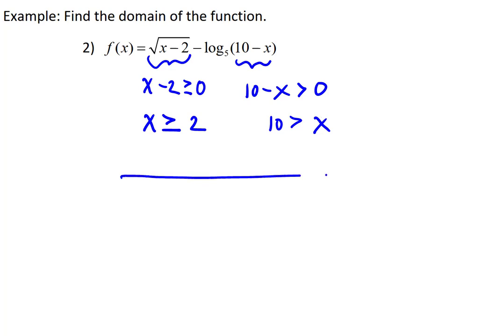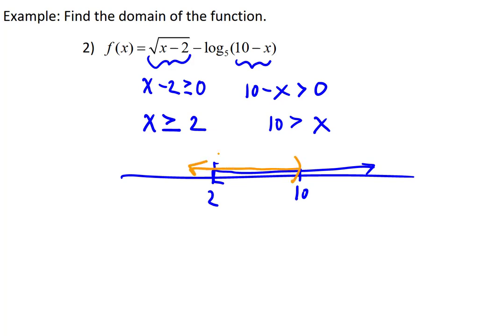And I want to find out exactly where they're both true. Sometimes it's helpful to look at a number line and put both of our boundaries on it. So we have 2 and 10. The first condition, where x has to be greater than or equal to 2, would be a bracket on 2 and then a graph going to the right. The second condition, where x is less than 10, would be a parenthesis on 10 and then an arrow going to the left.